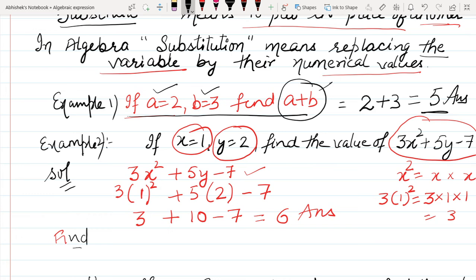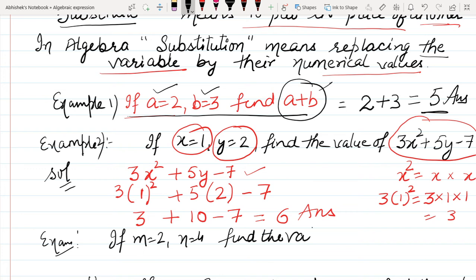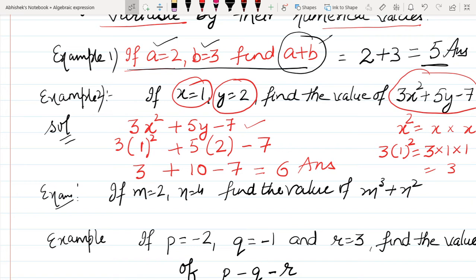If I'm going to write one more question for you, one more example. If m is equal to 2 and n is equal to 4, find the value of m cube plus n square. Now here we have m cube and n square.